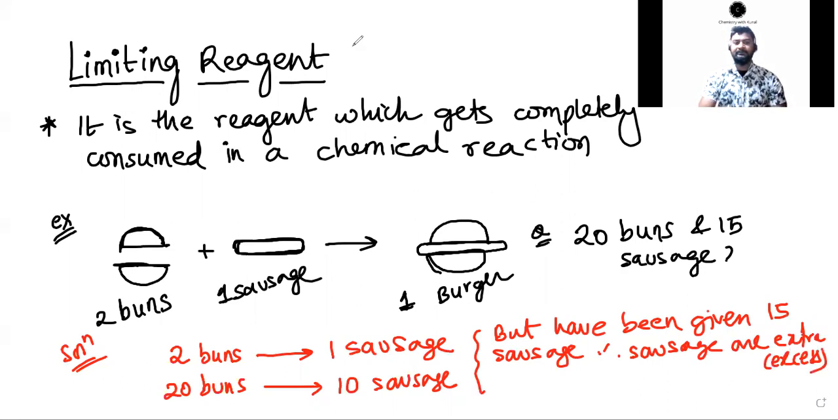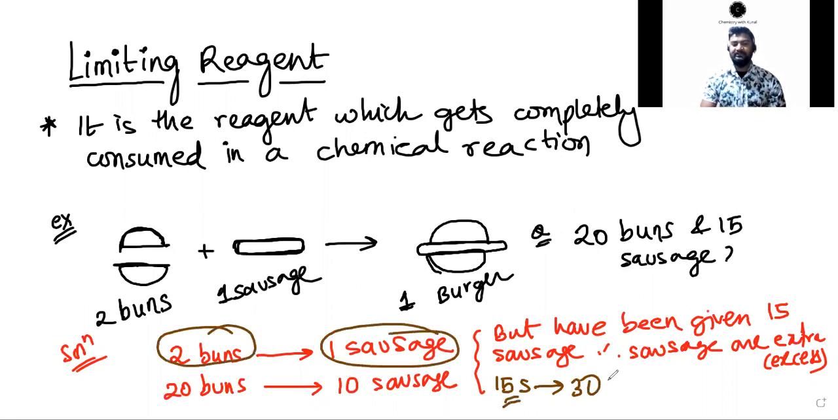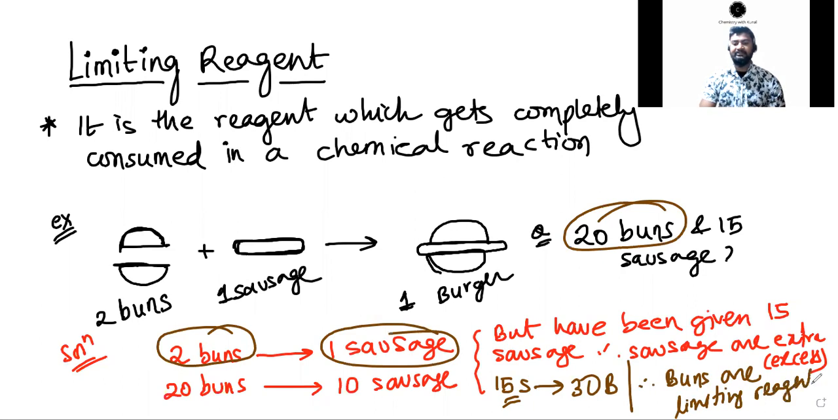Now, if you really want to use all of those sausages, how many buns do you need? For 15 sausages, we need 30 buns, because for one sausage, we need two buns. But how many buns do we have? 20. Therefore, buns are the limiting reagent. Simple. So in this example, the bun is the limiting reagent, but sausages are the excess reagent. This is how you can understand what limiting reagent is. As simple as that.